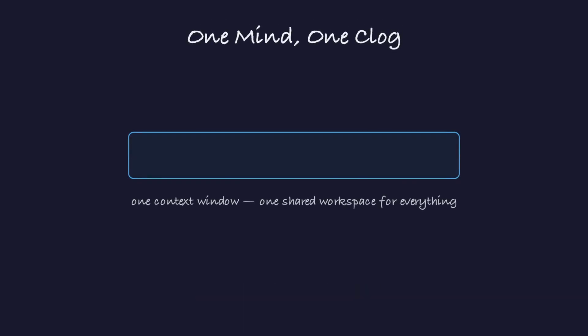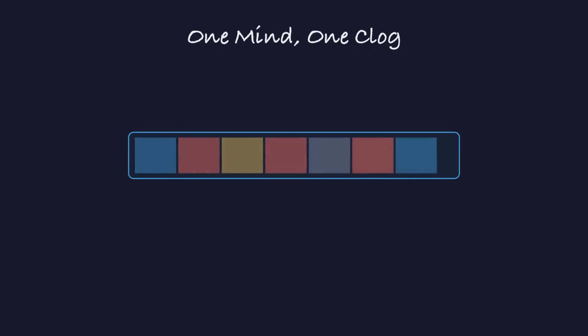A single agent has a single context window, one shared workspace for everything it's doing. On a big task, that workspace becomes a junk drawer. Every file it reads, every failed attempt, every note, it all piles into the same space. The more it fills, the more the important stuff gets buried, and the agent's answers get worse.